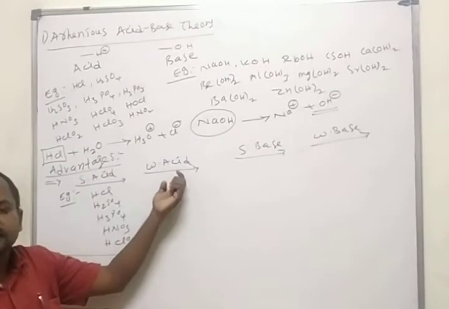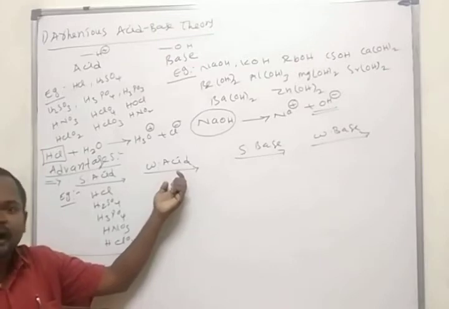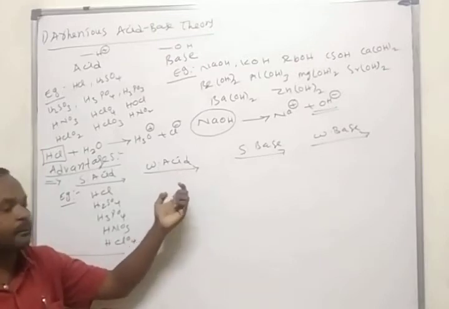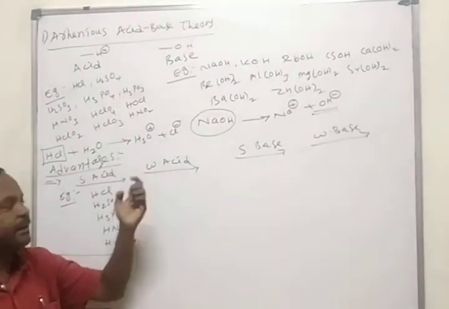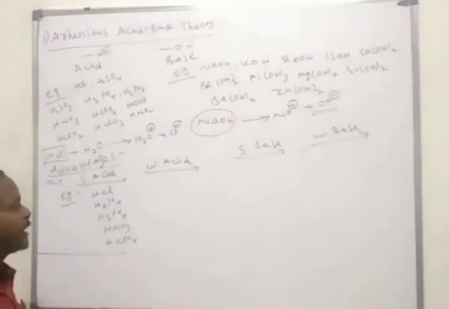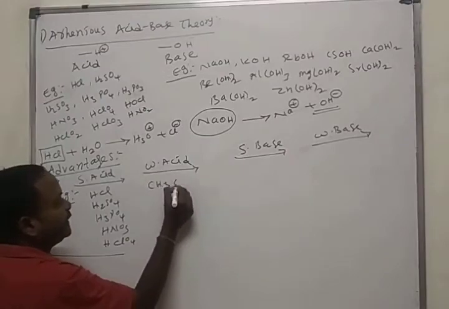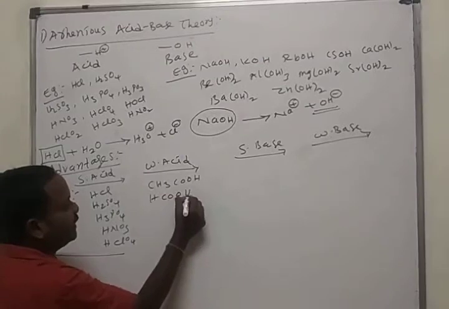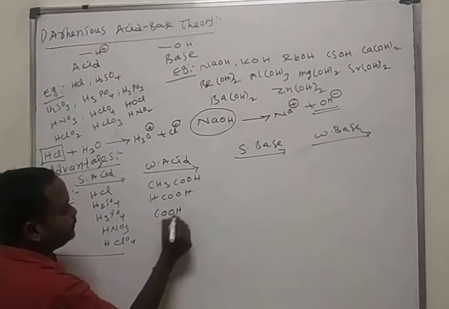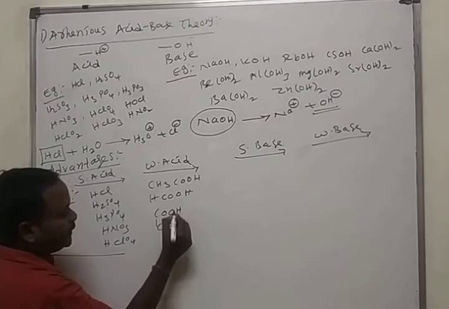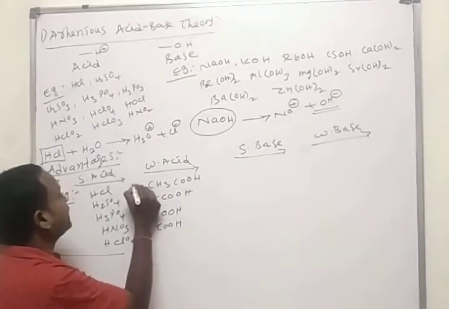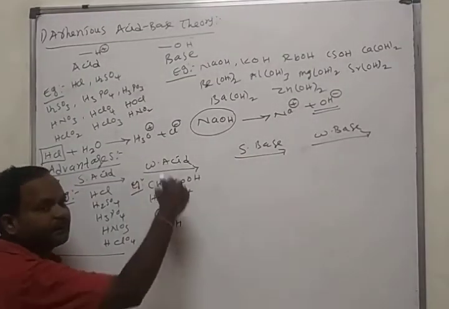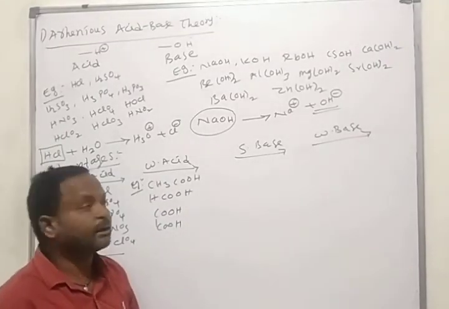Weak acid means the chemical substance which releases the H plus ion in aqueous medium slowly. All organic acids are weak acids. Acetic acid, CH3COOH, and formic acid, HCOOH. Oxalic acid is also one of the important ones. All these are the best examples of weak acids.